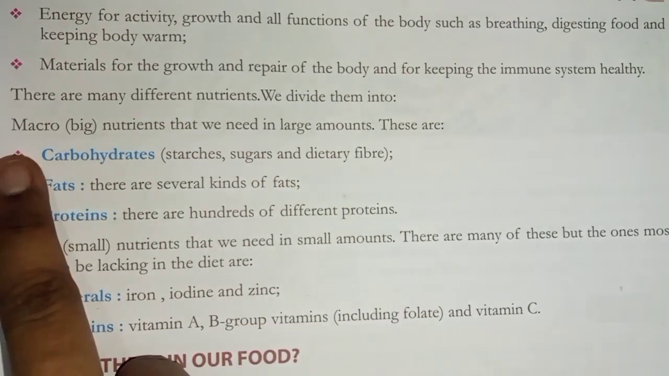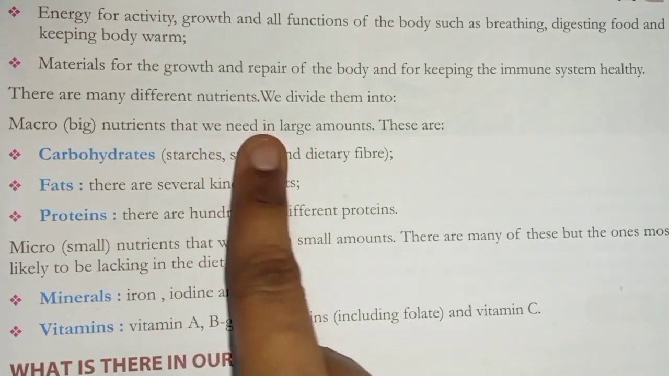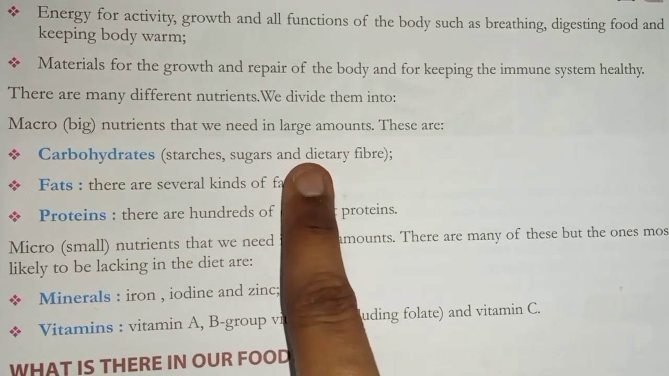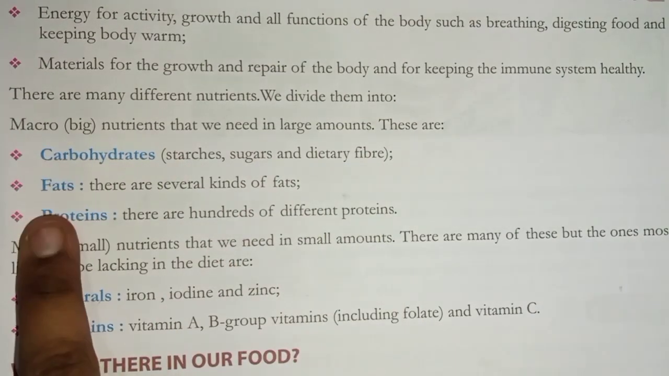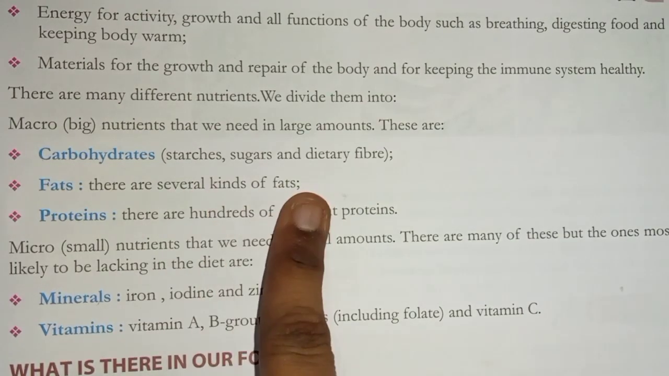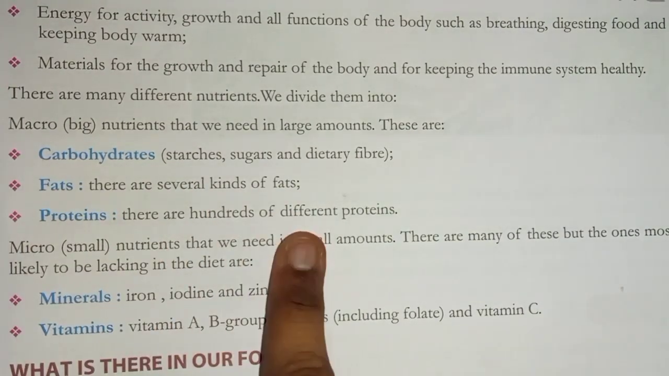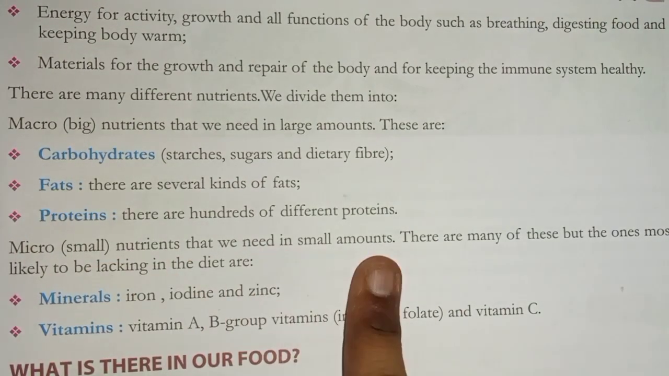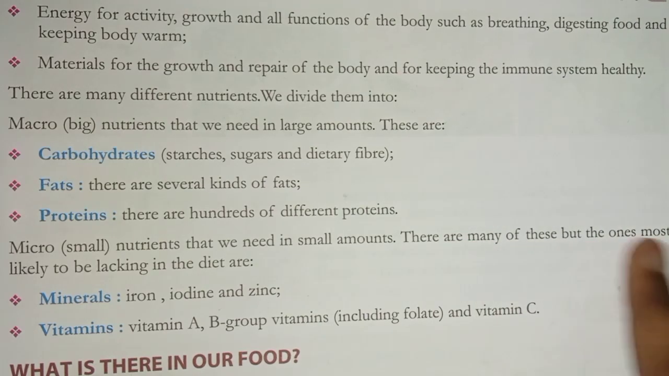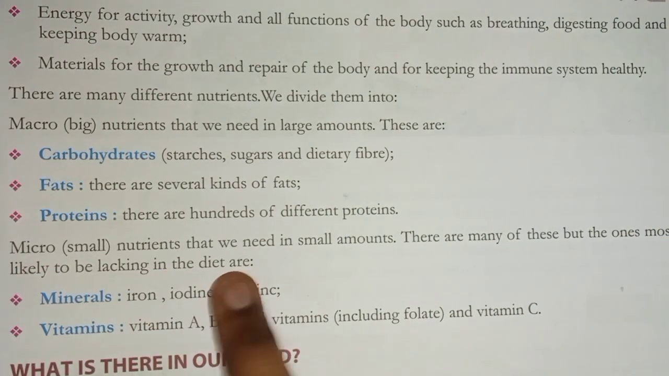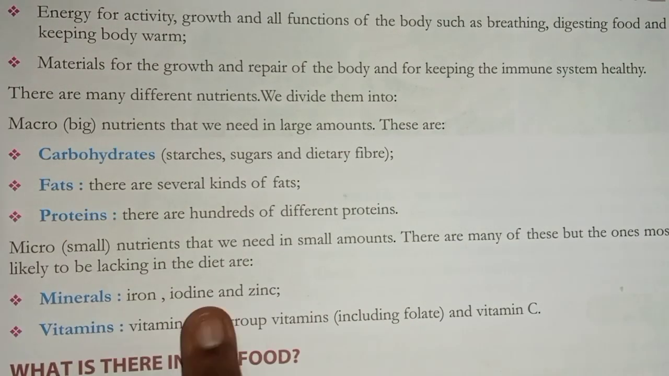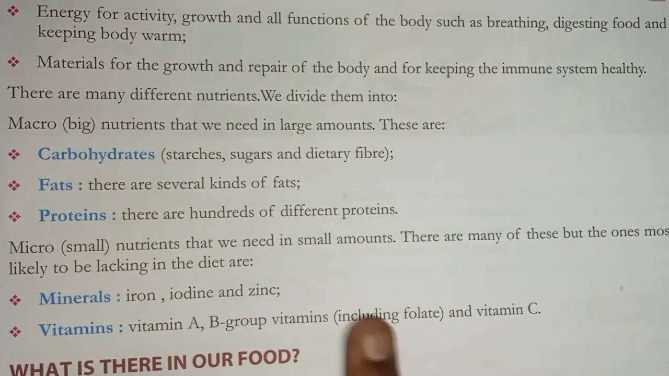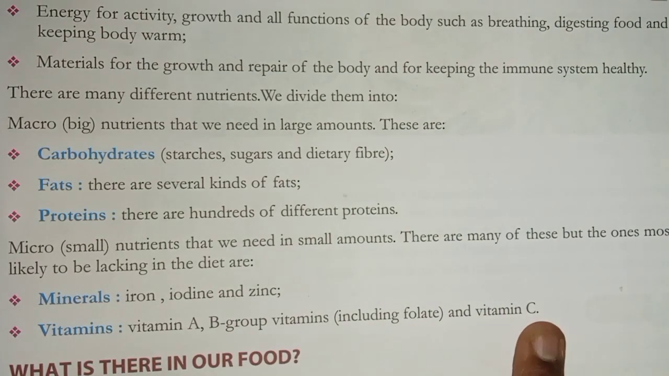We divide them into macro, big nutrients that we need in large amounts. These are carbohydrates, starches, sugar and dietary fiber. Fats. There are several kinds of fats. Proteins. There are hundreds of different proteins. Micro, small nutrients that we need in small amounts. There are many of these, but the ones most likely to be lacking in the diet are minerals, iron, iodine and zinc. Vitamins, vitamin A, B group vitamins including folate, and vitamin C.